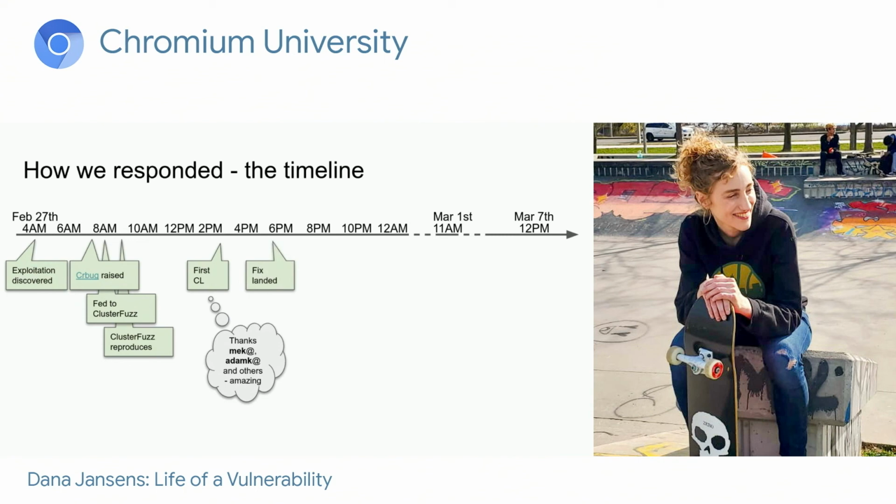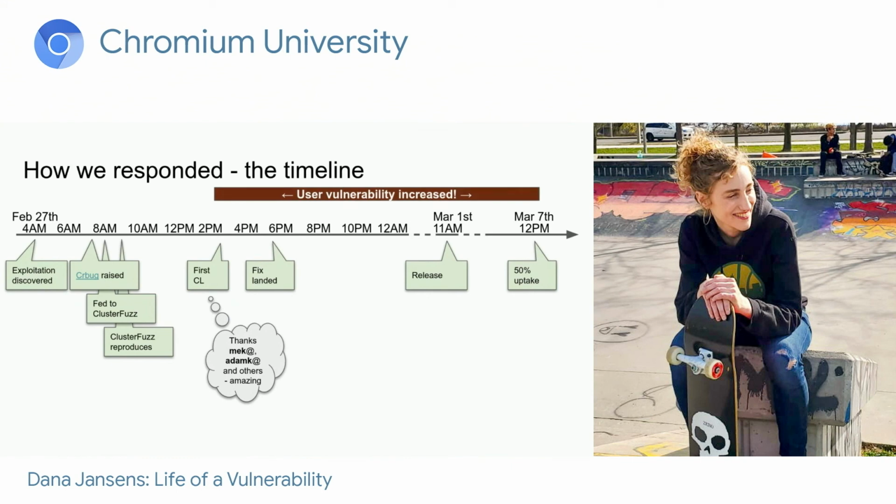The next day, we confirmed the fix with ClusterFuzz and merged to stable and beta branches. Then we started to roll out a fixed build to the world. But the process doesn't end there. It took a week for even 50% of Windows users to get the fixed build. Our users' vulnerability even increases once a fix is landed on trunk and is visible to the world, until they receive that patch in a stable update.